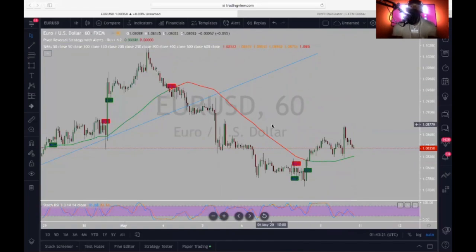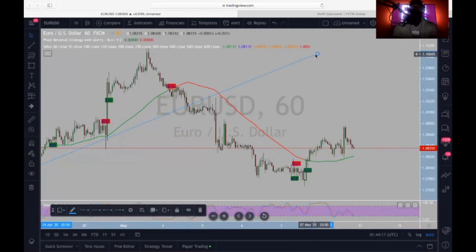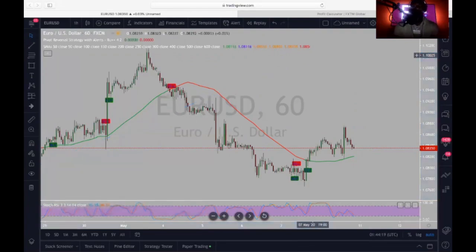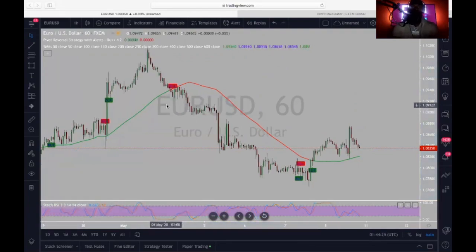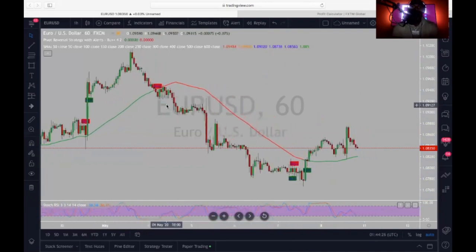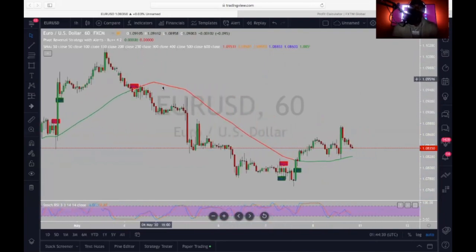Okay, but before we do that, I'm going to explain what exactly you're looking at. Let me delete this trend line real quick. Okay, so boom, here we go. When you're looking at this, we have our 50 SMA, our 50 simple moving average. That will be this line that you see on the screen. This line that goes red and green, that's our 50 moving average.